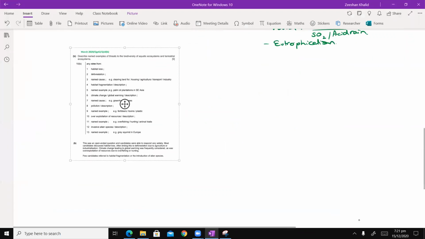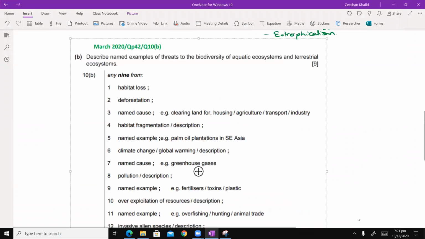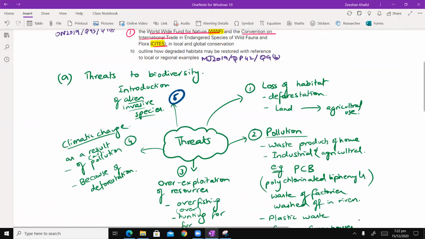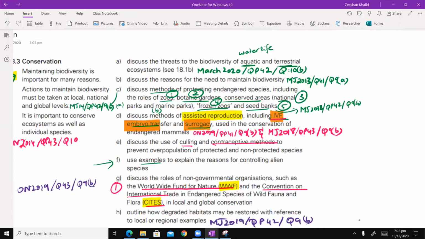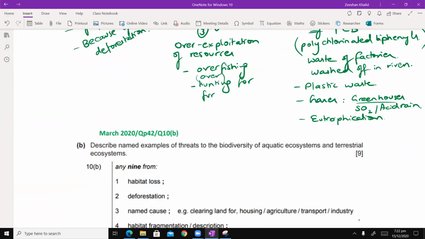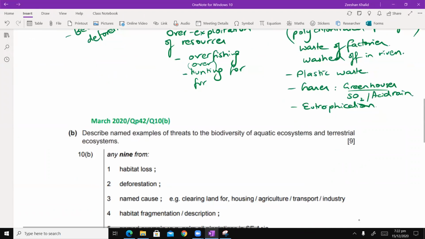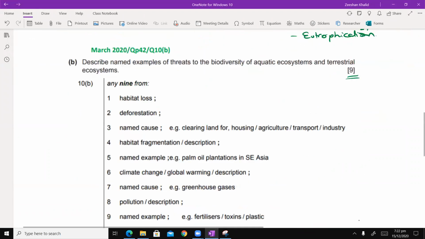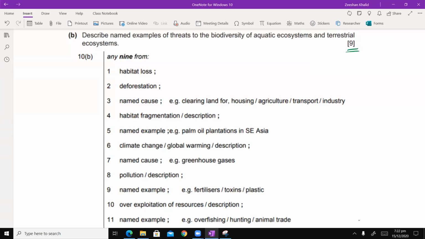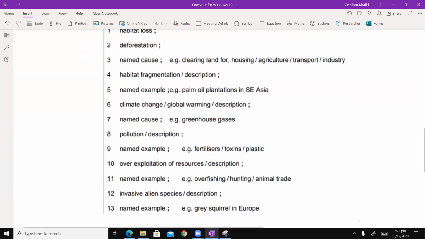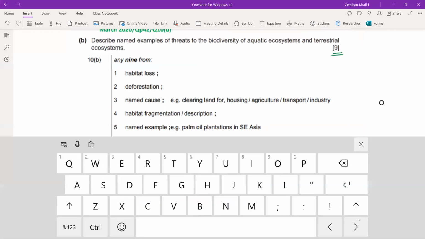So now let's look at this question in detail. Describe named examples of threats to biodiversity of aquatic ecosystems and terrestrial ecosystems. If you go to the syllabus points, it's actually more or less the same: discuss the threats to biodiversity. It's a 9-marker question. So let's see what the examiner has to say in the marking scheme. There are 9 marks, and they've given around 13 points. Let's see what we've written falls under all of this.